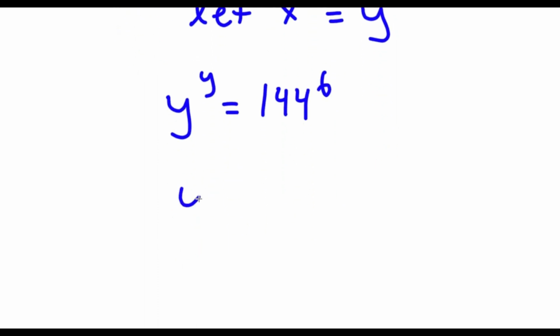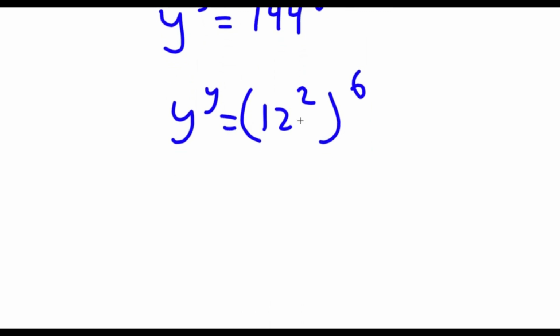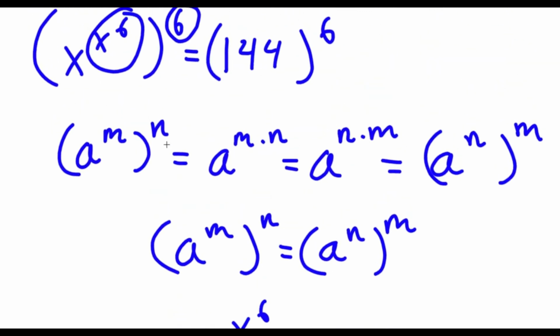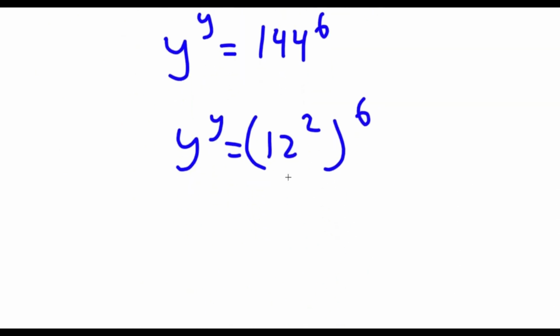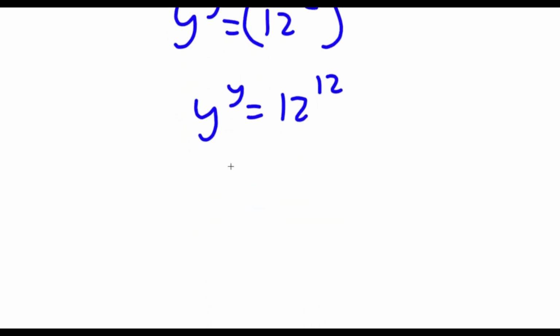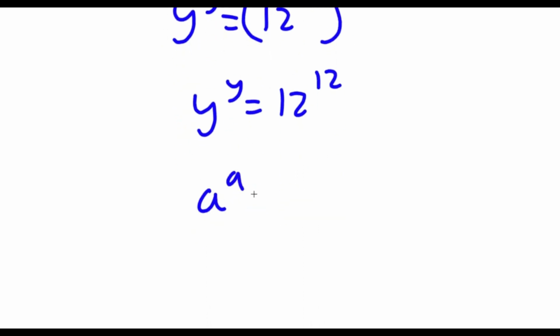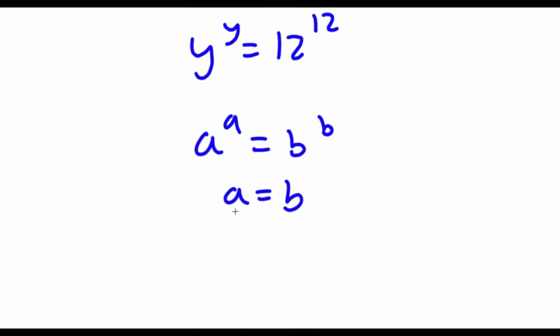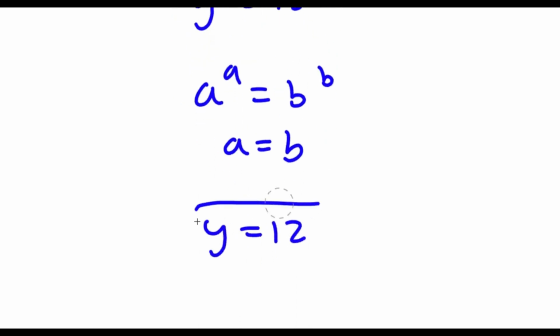Now 144 is the same thing as 12 to the power of 2. So now I have 12 to the power of 2 to the power of 6. And remember, if I have something in the form a to the power of m to the power of n, this is equal to a to the power of m times n. So 2 times 6 is 12, so I have y to the power of y is equal to 12 to the power of 12. Now if I have something in the form a to the power of a is equal to b to the power of b, this means that a is equal to b. So in this case, y is equal to 12.